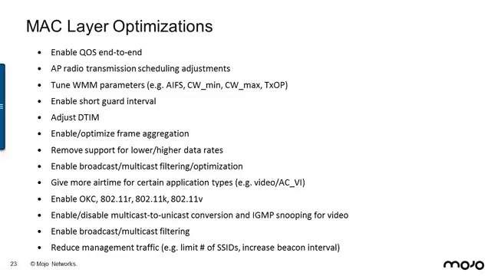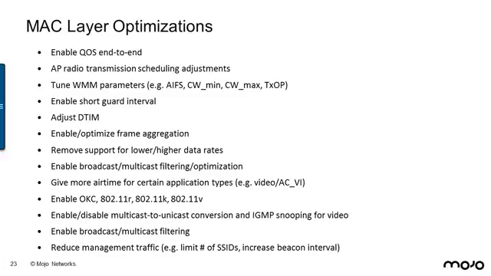Let's see, broadcast multicast filtering, enabling broadcast multicast filtering and optimization. You do that especially with large flat networks, and there are some out there, especially some campuses that use something like a /16 network. It's so large and flat that you really want to filter the broadcast and multicast. You don't want them flooding your air and wasting airtime. So you want to enable those features.